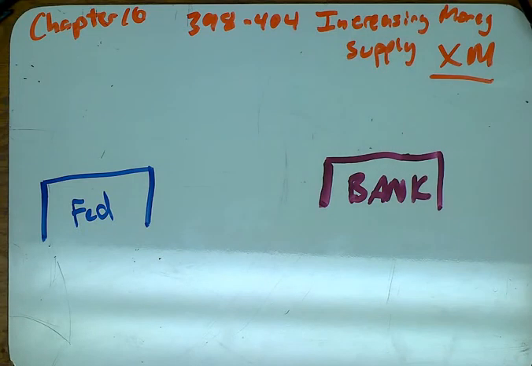So how would the Fed go about increasing the money supply? You might argue, well, they're just going to print more money. Wrong. That's not what they're going to do. How the Fed increases the money supply is that they will buy bonds. Now, how do I know that?